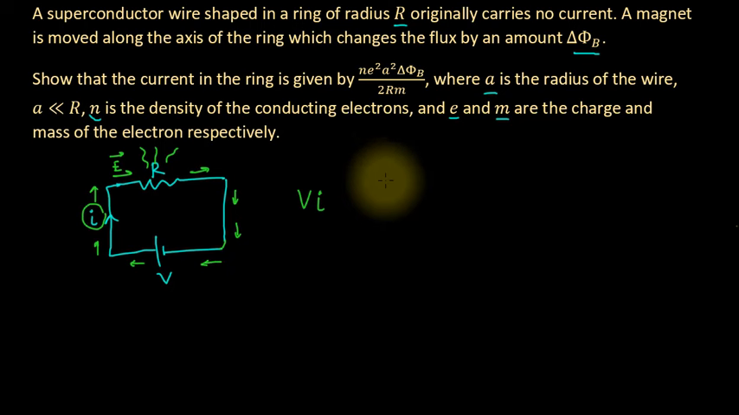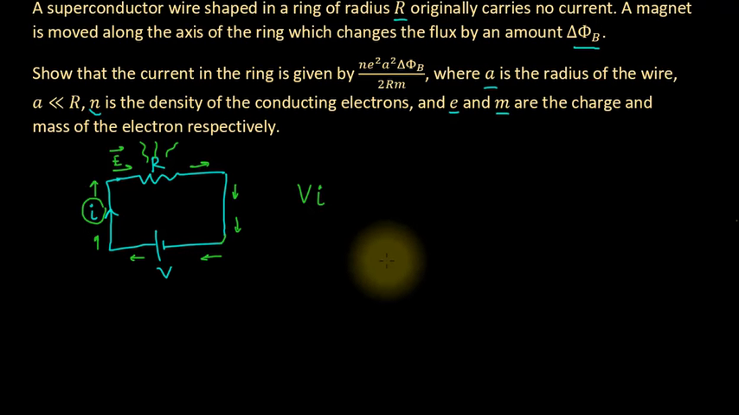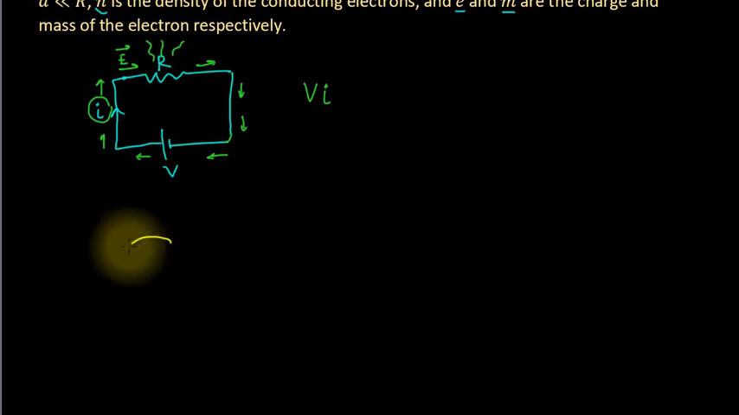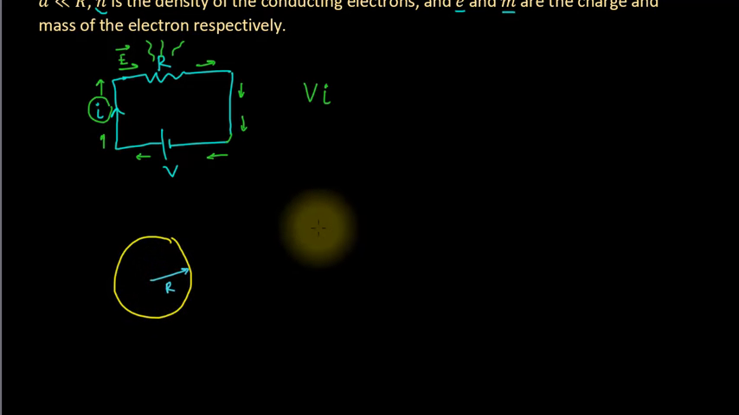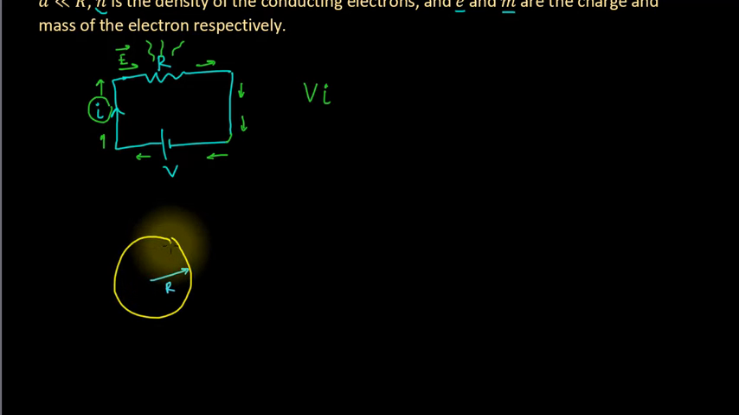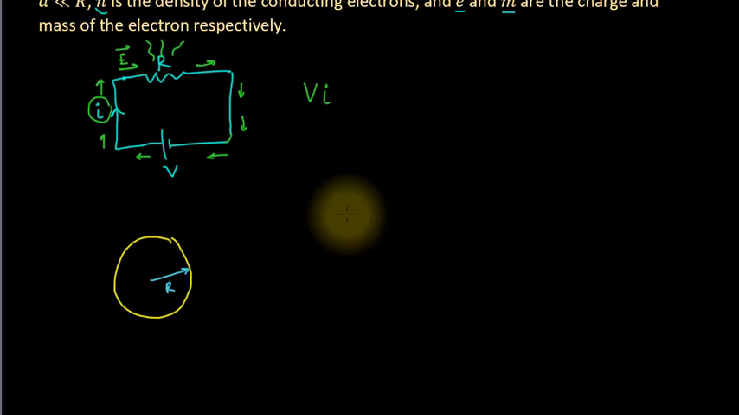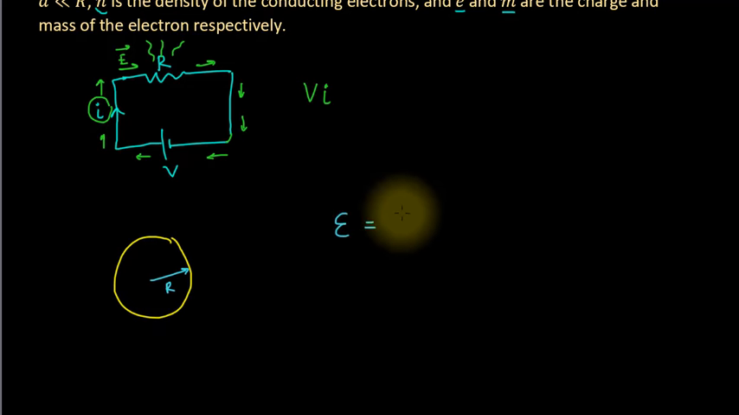Let's talk about the problem we have here. In this problem, we have a superconductor which is shaped in a ring of radius r. A magnetic flux is changed by an amount delta phi b through this circular loop. And we know by applying Faraday's law that due to the change of magnetic flux through this loop, an electromotive force will be induced across this loop. If the electromotive force is epsilon, this will be equal to the rate of change of magnetic flux through this loop. Let's say the change of magnetic flux delta phi b occurs in a time interval delta t. So the rate of change of magnetic flux is delta phi b divided by delta t.